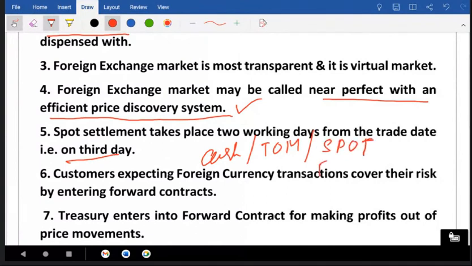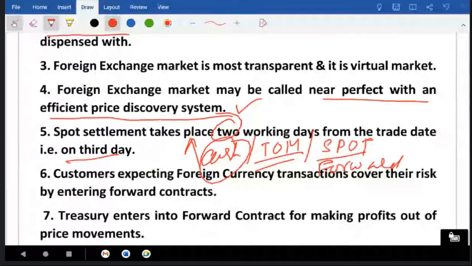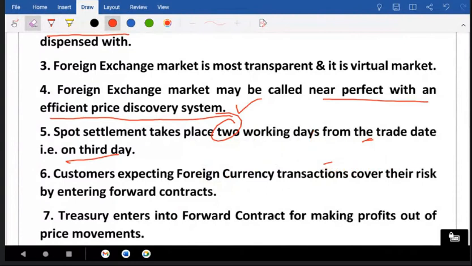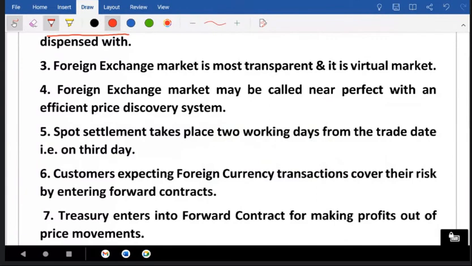Here, cash settlement means immediate, same day. Tom means tomorrow, plus one. Spot means 2 days, so 0 plus 2. Forward means any other day after spot is called forward. Now, a customer expecting a foreign currency transaction can cover their risk by entering a forward contract. A forward contract is very good because the rate of currency may change, so you may not bear the loss.